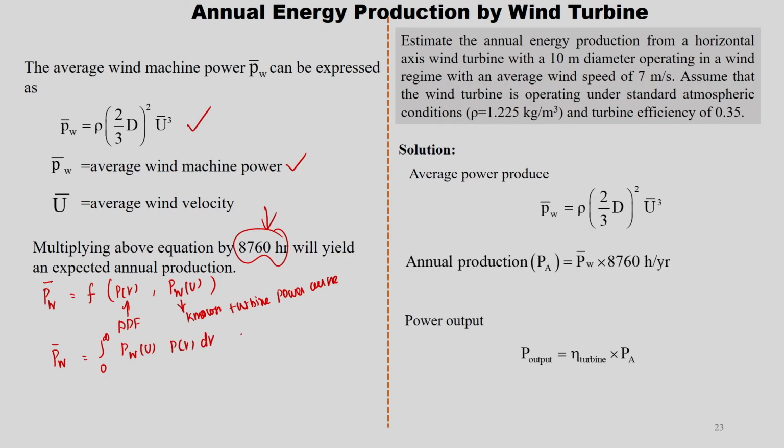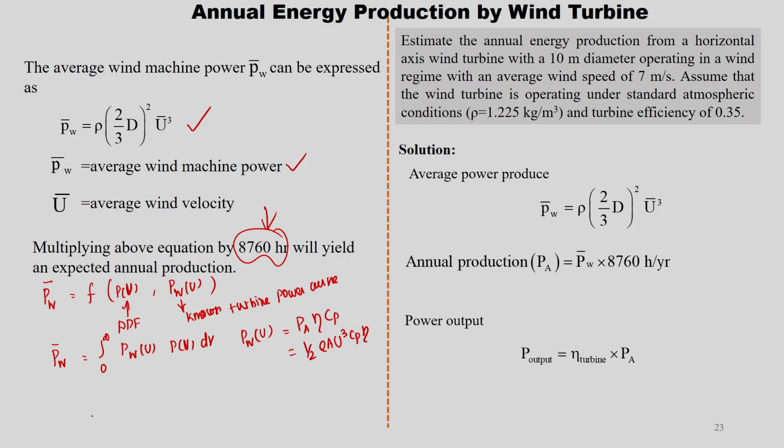We already know that P w of u or v, suppose I use u only, so that you will not get confused, P of u. So, P w at u can be written as P a, eta and then C p. C p is the power coefficient, eta is the efficiency, and P a is the actual power. So, this can be written as half rho a u cube C p eta.